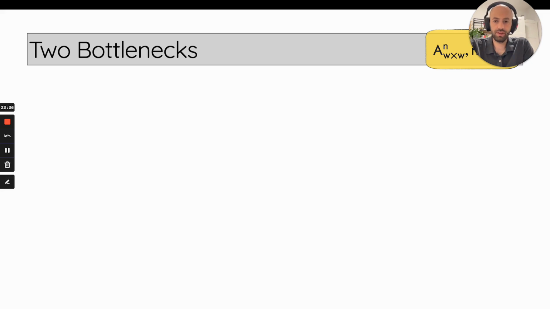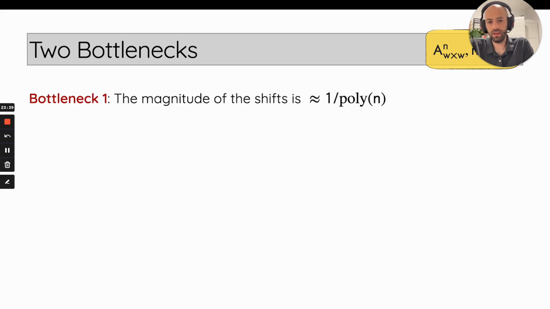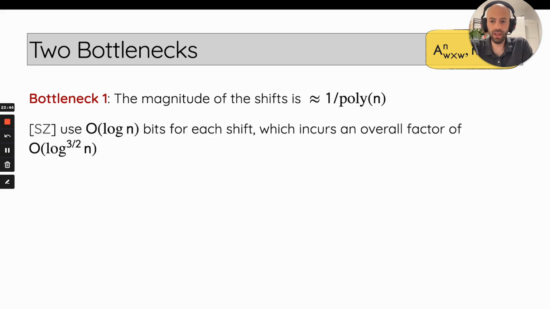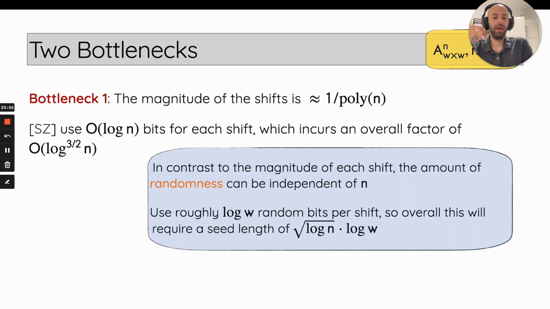So what are our bottlenecks? The first bottleneck is that the magnitude of each shift is 1 over poly n, and we use square root log n of them. So overall, this incurs a factor of log to the 3/2 n. But our observation is that we can actually use log w bits per random shift. So overall, this will require seed length of square root log n times log w, which is good for us.